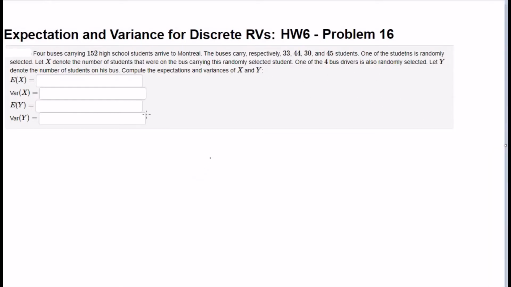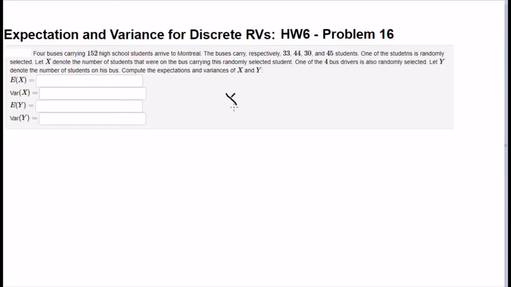Problem number 16. 4 buses carrying 152 high school students arrive to Montreal. The buses carry respectively 33, 44, 30 and 45 students. One of the students is randomly selected. Let X denote the number of students that were on the bus carrying this randomly selected student. One of the 4 bus drivers is also randomly selected. Let Y denote the number of students on his bus. Compute the expectations and variance of X and Y.